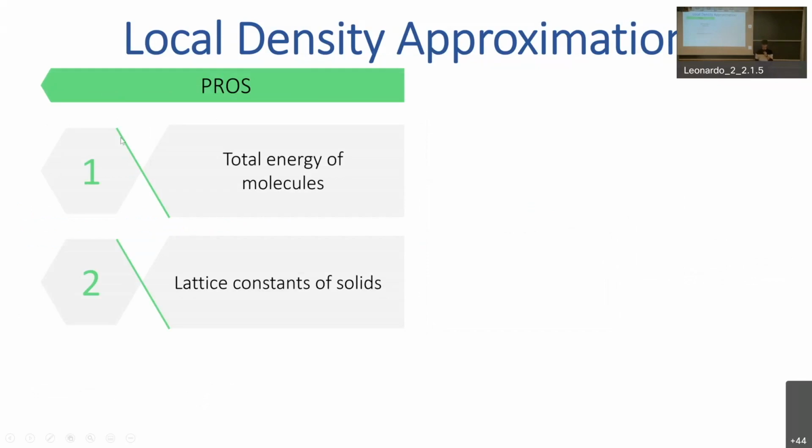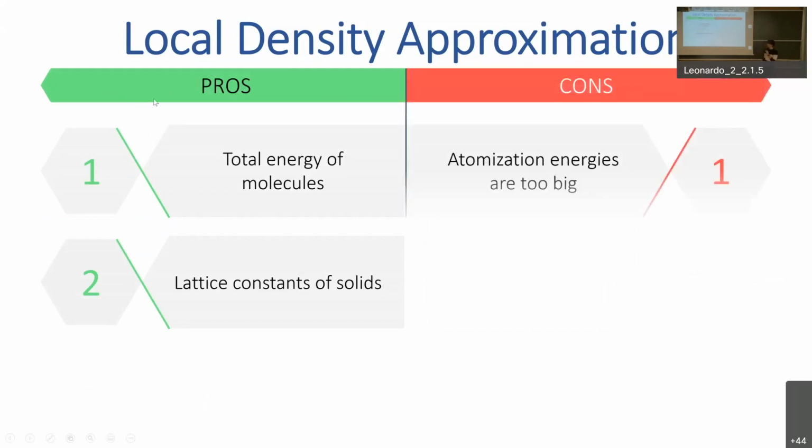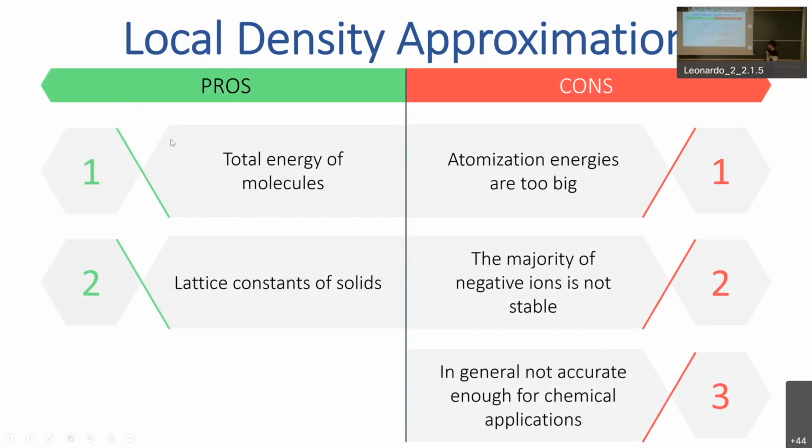The total energy of the molecules and some lattice constants of some simple solids are found with pretty good accuracy. But at the same time, the atomization energies are too big. The majority of negative ions are not even stable with this approximation. And in general, it's not accurate enough for some chemical applications. So what do we do next?